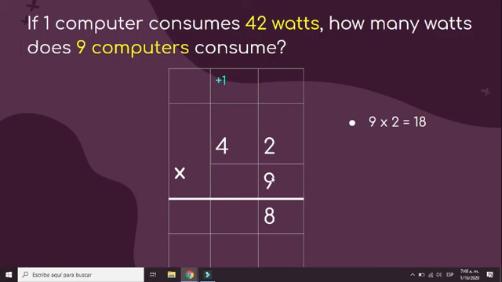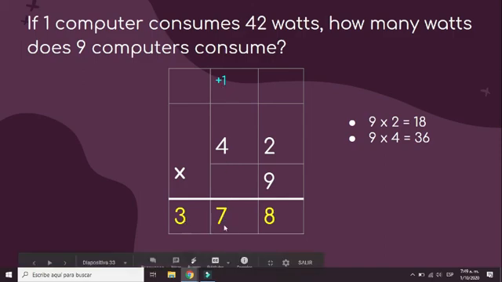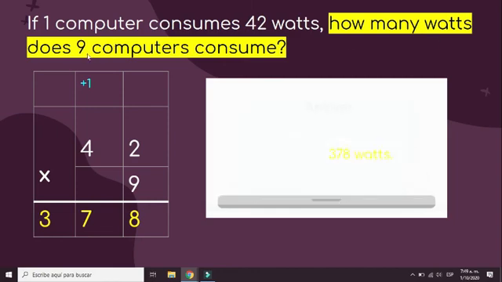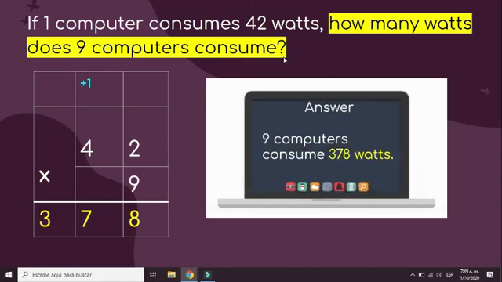Now we need to multiply 9 times 4. 9 times 4 equals 36. And we need to add up this remaining one. So it's 37. And with that, we complete the result of this multiplication. Now let's look at the question one more time. How many watts does 9 computers consume? And the answer is 9 computers consume 378 watts.